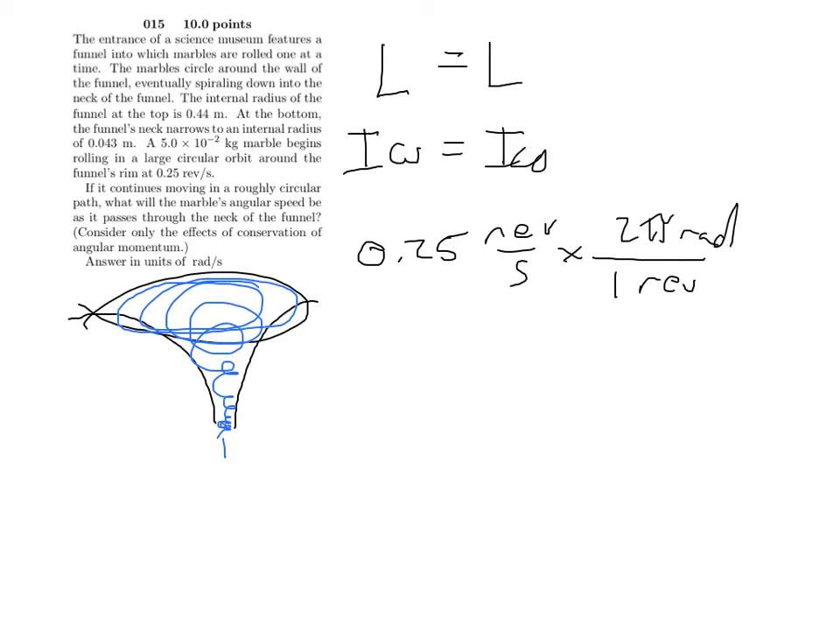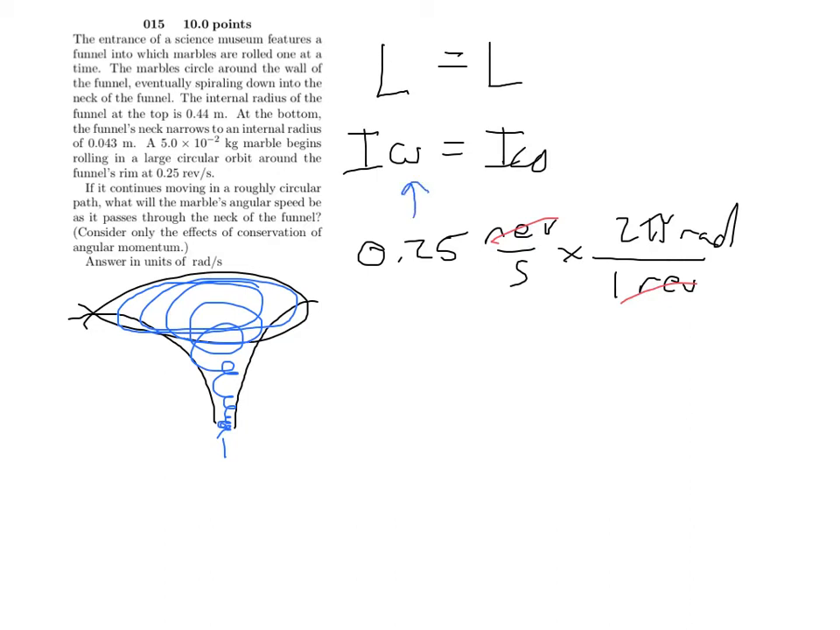So this would be 0.25 times 2 pi divided by 1, and now I can get rid of revolutions, and I'll be left with radians on the top and seconds on the bottom. So that's radians per second. That's what I'm going to plug in for my initial omega.